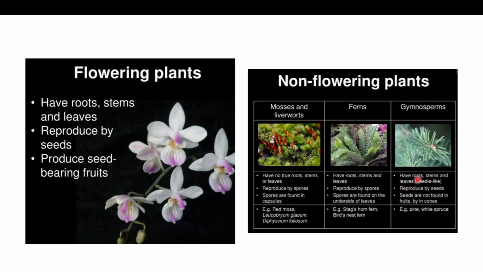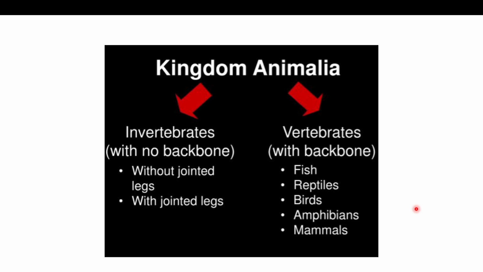Then there are gymnosperms, which again have roots, stems, and leaves. They reproduce by seeds, but they do not flower. And seeds are not found in fruits. Rather, you might have seen conifers or the cones, like pine, white spruce, etc.